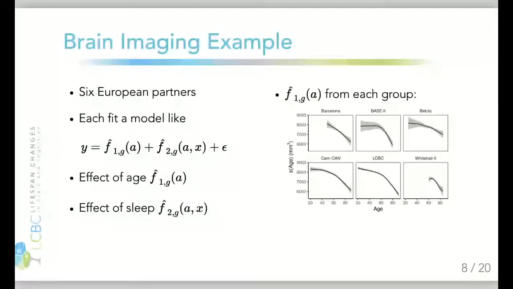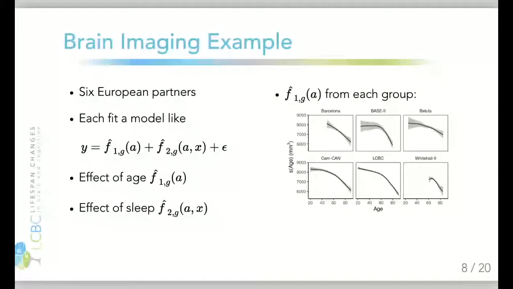Now, we had 6 European groups. All of them had longitudinal data on both MRI, magnetic resonance imaging, estimating the volume of the hippocampus, and also on sleep. What we see here in the plot is the estimated lifespan, or age-related, hippocampal volume in each of the groups. One of the characteristics here is that some studies, like CAMCAN, which is Cambridge University, and LCBC, which is Oslo, had estimates that were quite similar, from the age of 20 until the age of around 90.